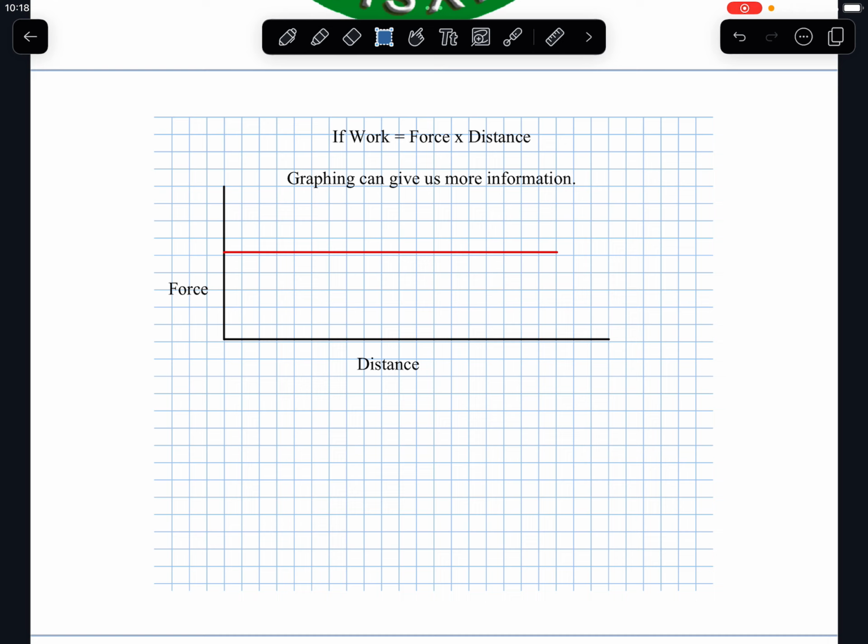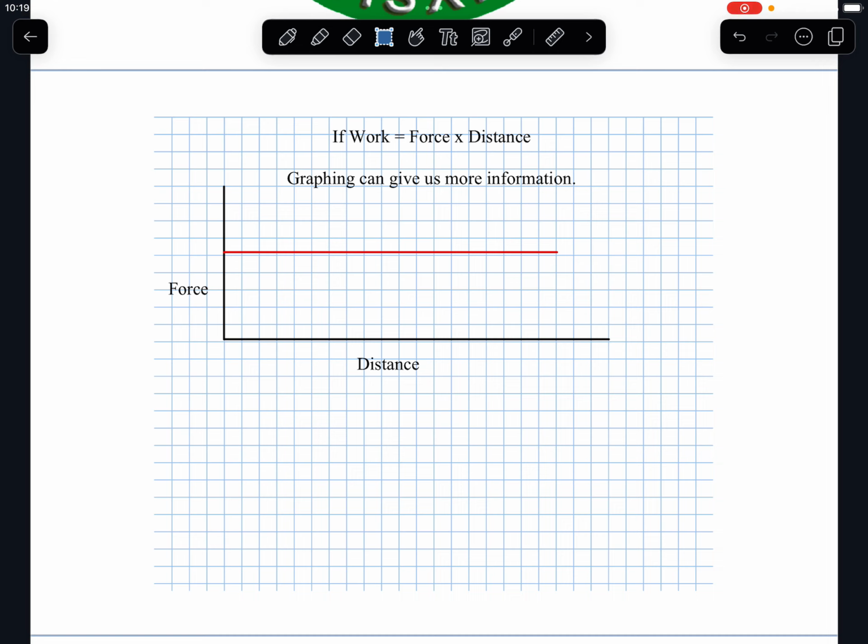So I decided to take force and distance and put it on a graph, a very, very simple graph, just a straight line going across, just so that we could talk about it and see if there's anything more we can discern from this. Now, if we were going to work out the slope, the line is flat and horizontal, so it's got a slope of 0, but the way that we calculate the slope would be the change in force over the change in distance, and that doesn't tell us anything.